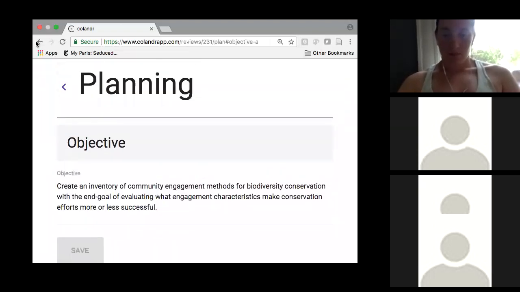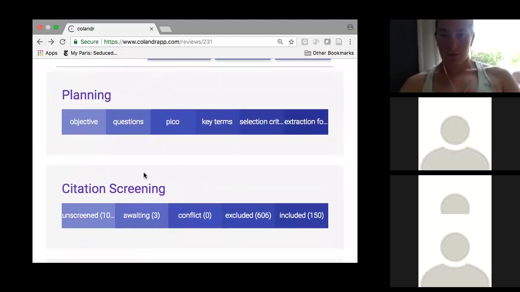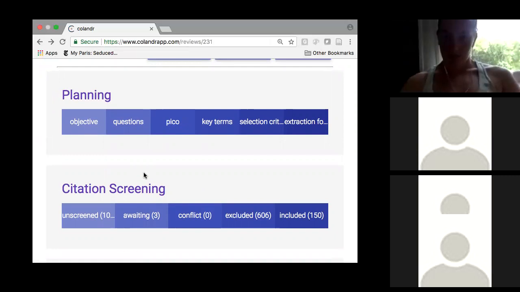So when you set up a review, it allows you to do some planning. For the steps we were just talking about: what's the objective of your review, the questions, setting up your search string. Then it allows you to screen through all those articles that you find and indicate which ones are relevant and which are not, and extract data.